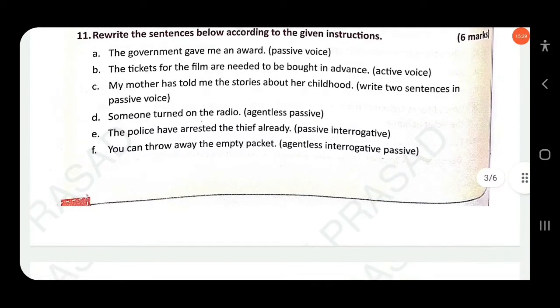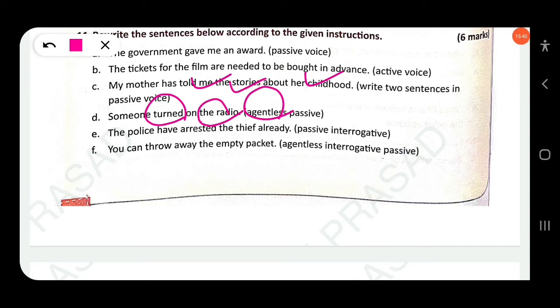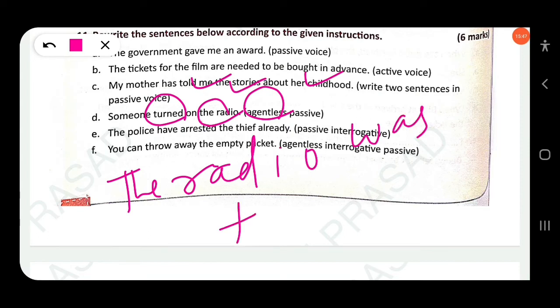Someone turned on the radio. You have to change it to passive using agentless. As you know, the tense is simple past, and the object is the radio. So simply you can write: the radio was turned on. Don't write "by someone", as the instruction is given in the bracket. You have to write an agentless passive. The radio was turned on.